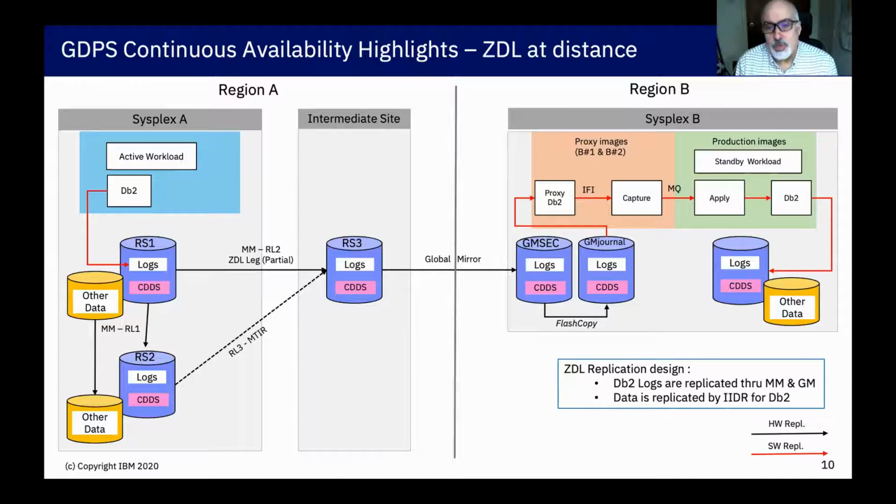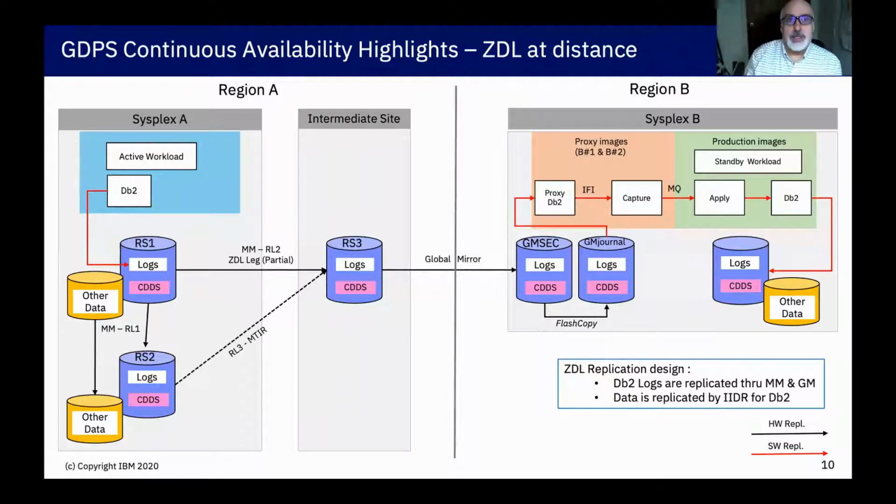And so what they are able to do is, using multi-target Metro Mirror, have a setup very much like the zero data loss at metro distance, where you have an intermediate site with the data that is software replication specific. So the logs and the compression dictionary are staged to this RS3 device in the intermediate site here. And then we use Global Mirror to replicate that set of devices to the out of region data center.